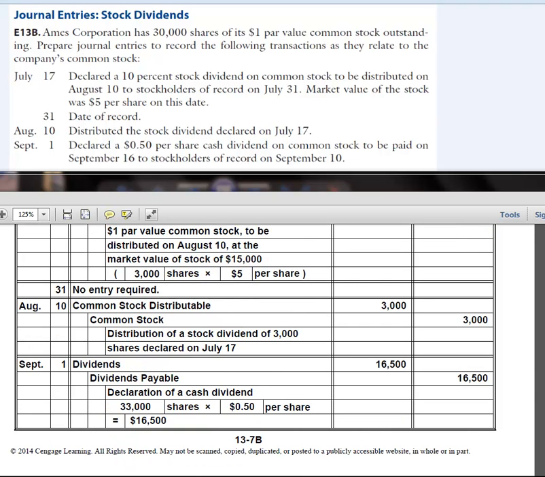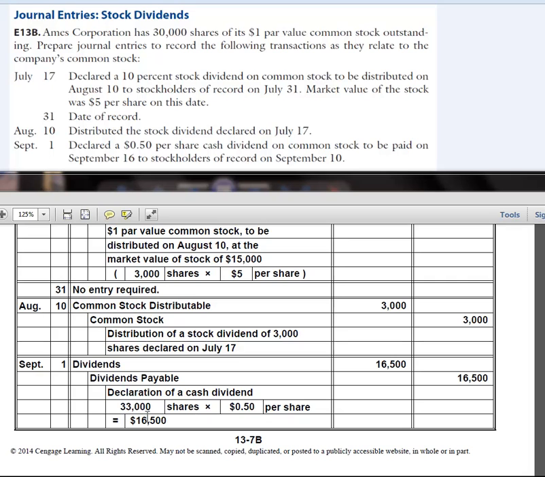Then on September 1st, we're going to pay dividends. And it says we're going to pay 50 cents per share of cash dividends on the common stock that's outstanding. So keep in mind that September 1st is after we have distributed a stock dividend. So not only do we have the 30,000 shares we started with, but we also have the 3,000 shares that we issued on the 10th in our stock dividend.